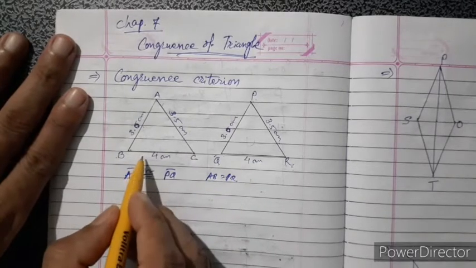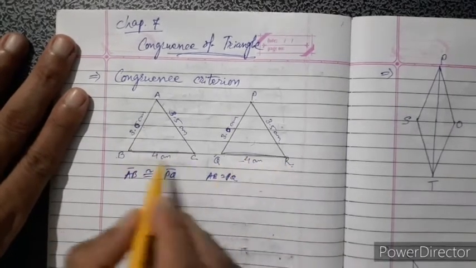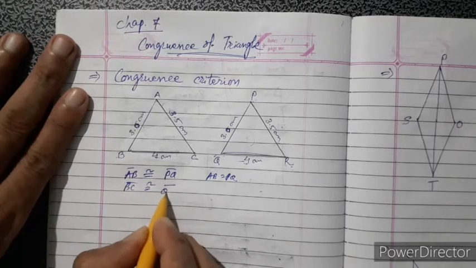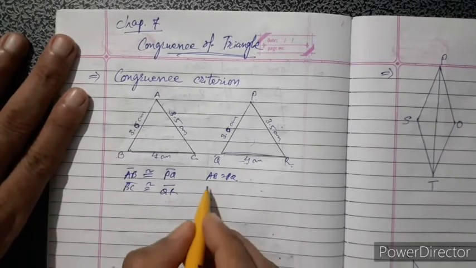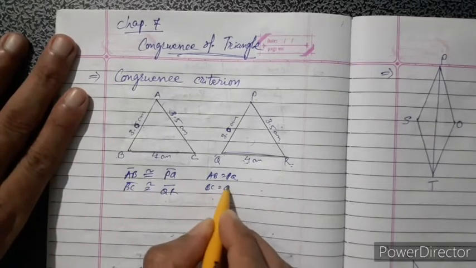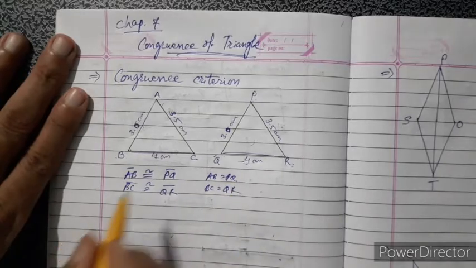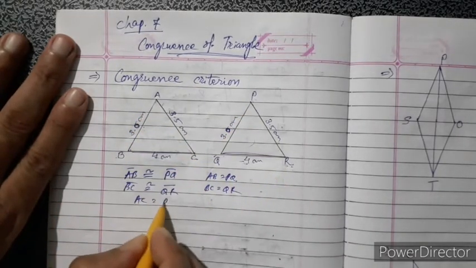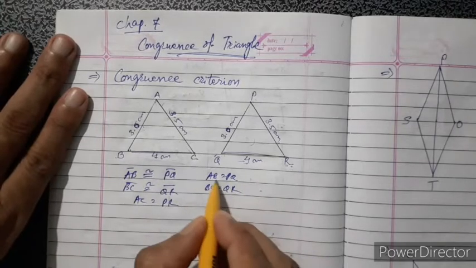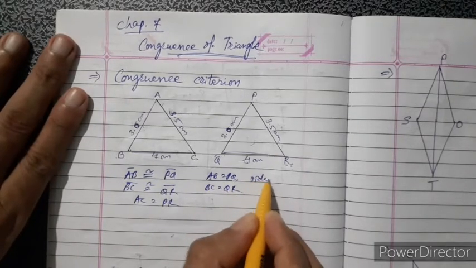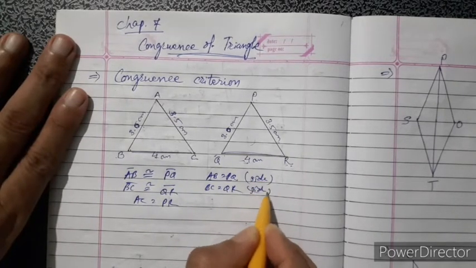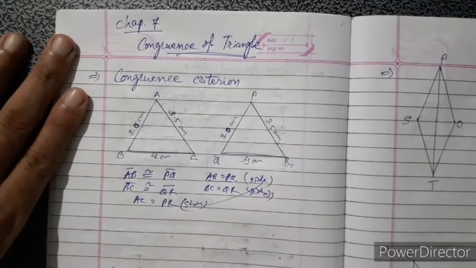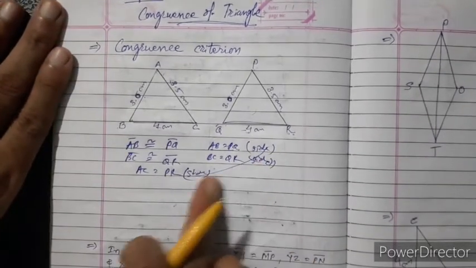The second one is BC and QR are equal. Both are 4 centimeters. So BC congruent to QR. Otherwise, write BC equal to QR. And AC and PR are equal, so AC equal to PR. So these are the sides: one side, two sides, and three sides. So here the three corresponding sides are equal.